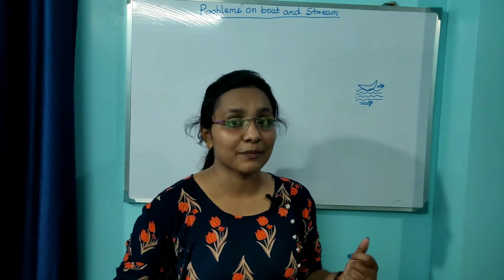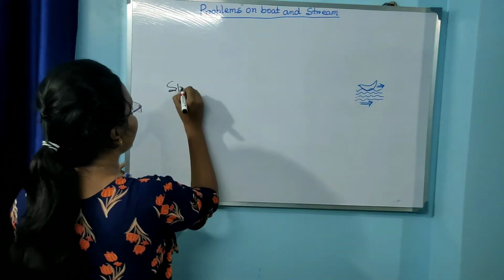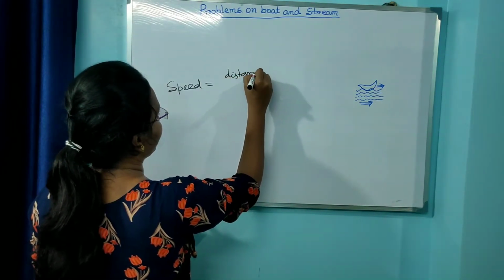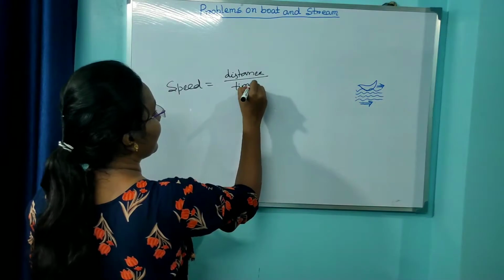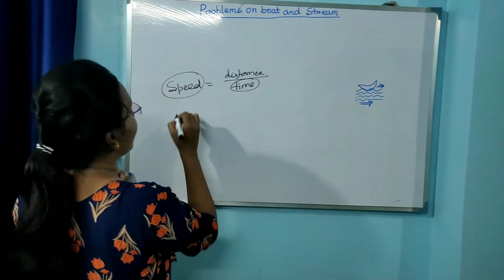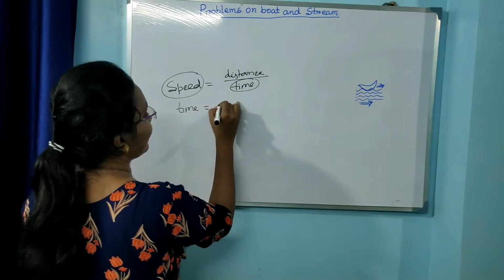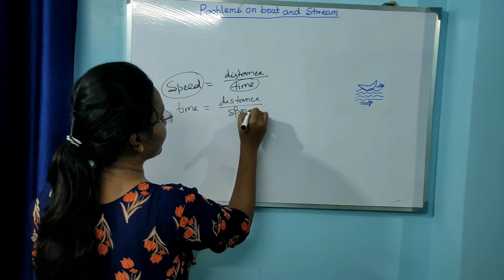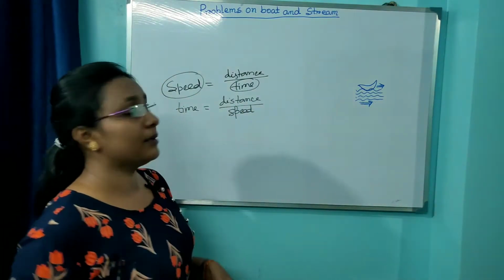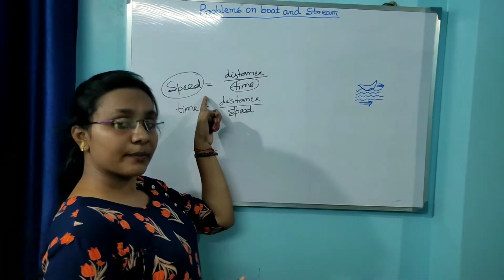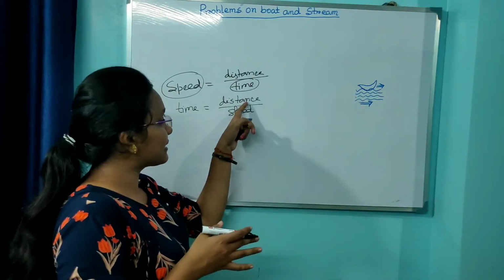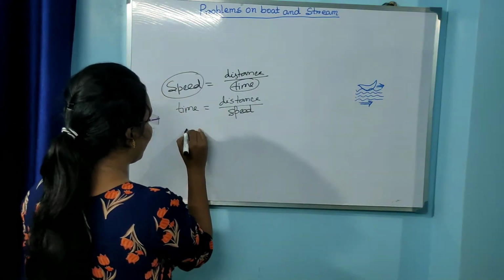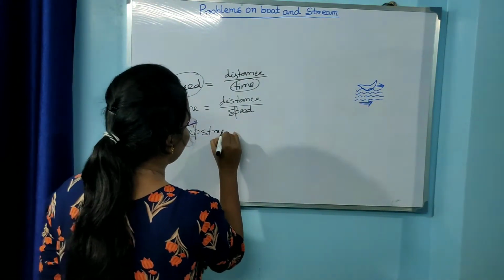So now what is speed? Speed is distance by time. Similarly, you can interchange these two terms. Time must be distance by speed. That means when you divide distance by time, you will get speed. Again, when you divide distance by speed, you can get time. Okay. So now we have to know what is upstream and what is downstream.